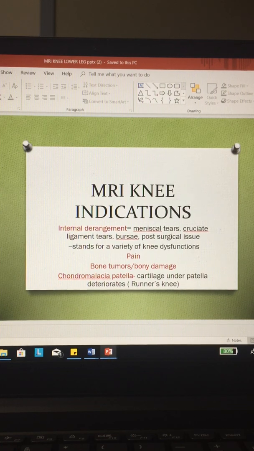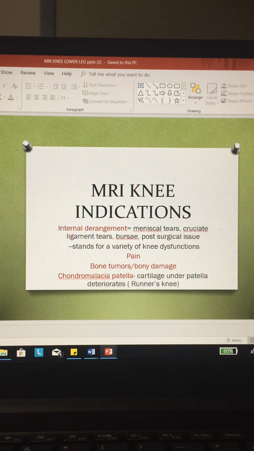It can be meniscal tears. It can be your cruciate ligament tears. It can be a bursa, because there's bursa in our knee joint. It can be a post-surgical issue. When you see the word internal derangement, it just means basically they have pain in the knee. It's then our job, for the radiologist, to figure out where.